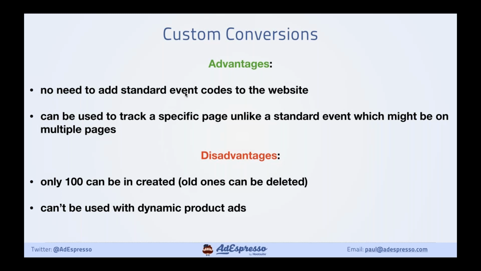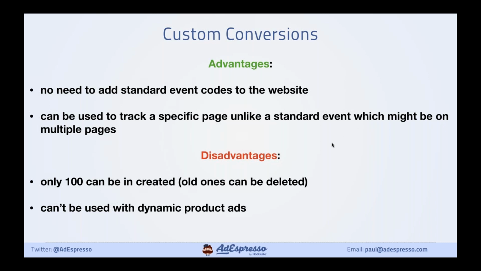Also, there might be times where you need to track a specific page. For example, maybe you've got several different funnels running, and so you've got several different thank you pages for several different ebooks, and they all fire that lead pixel. Whereas maybe you need to get more granular and just track visits to one particular thank you page. So rather than having that standard event lead firing across multiple pages, you can create a custom conversion for a specific page there. So that can be quite useful.